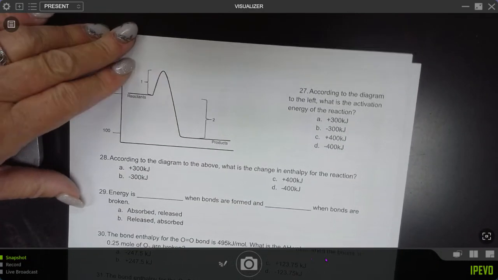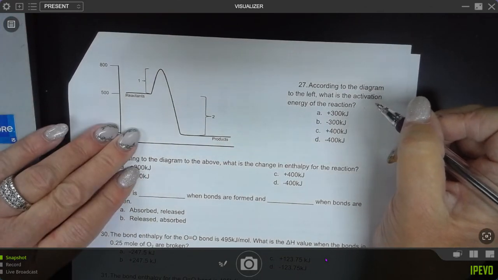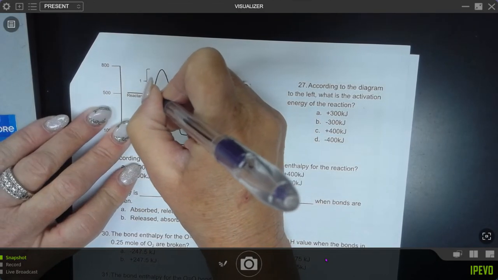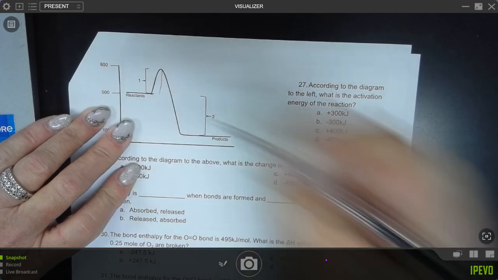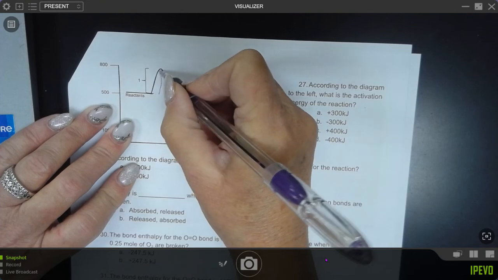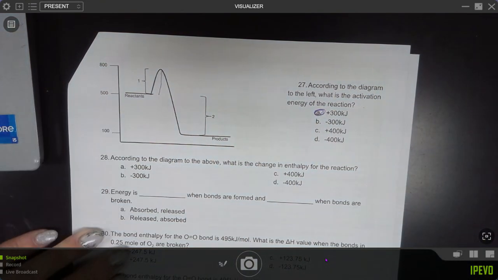According to the diagram to the left, what is the activation energy of the reactant? Remember, the activation energy is the difference between the reactants and the top of the graph, so the difference between 500 and 800. It's increasing from reactants to the peak, so that's going to be a positive 300 kilojoules.